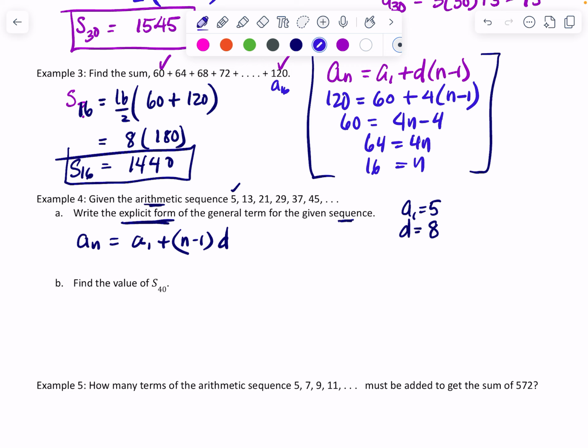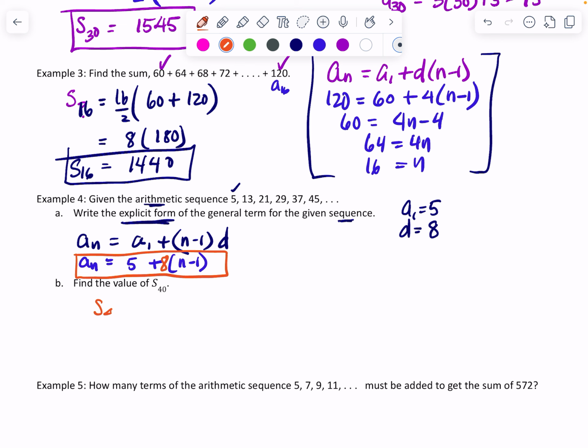Am I able to find this? Let's see. Do I know the first term? Yes. Do I know, well, I don't need to know n because I'm writing the formula. And do I know D? Yes, I do. It's 8. And there's the generic formula. That was actually easy. They gave me all the information I needed to put the formula together.